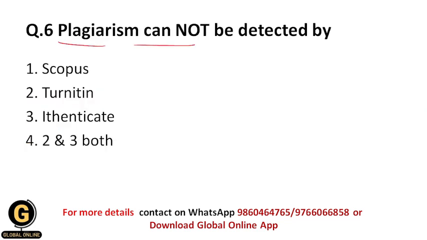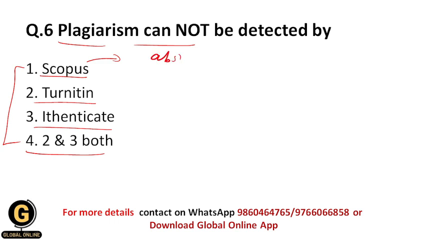Plagiarism cannot be detected by. So now they have given you different options, and from these options, which is the option from which we can't detect the plagiarism? So whether it is Scopus, whether it is Turnitin, whether it is Authenticate, or both 2 and 3. So let us see one by one all of these options. Now what is Scopus? So students, Scopus is nothing but a database of abstracts. Okay, this is a database of abstracts and citation for scholarly journal articles. Okay, that's why we can't detect the plagiarism by using this software. So this is your correct answer.